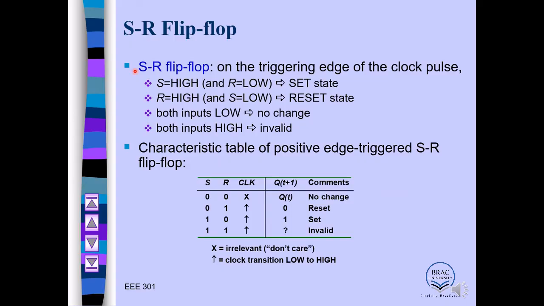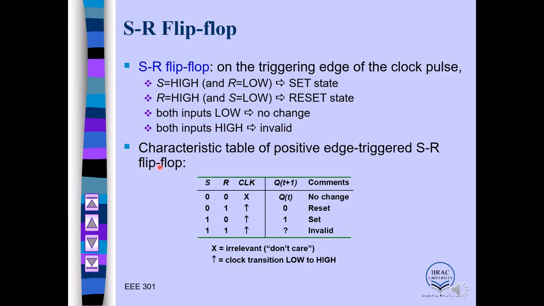Now look at the SR flip-flop. On the triggering edge of the clock pulse, which could be the positive edge or negative edge, if your S is high, your R is low, and S high means set state. R high means reset state. Obviously, in that case your S is low. If both inputs are low, there will be no change. And if both inputs are high, this is the invalid state.